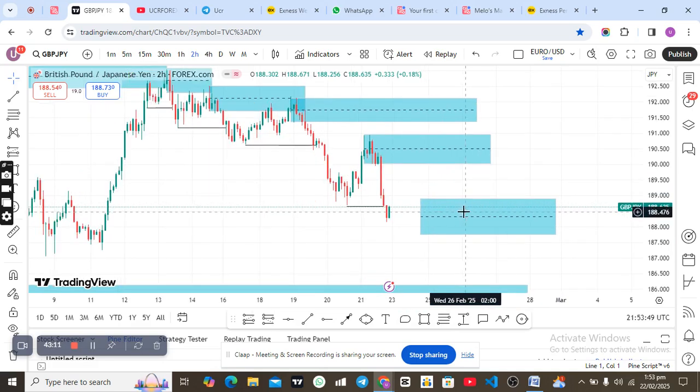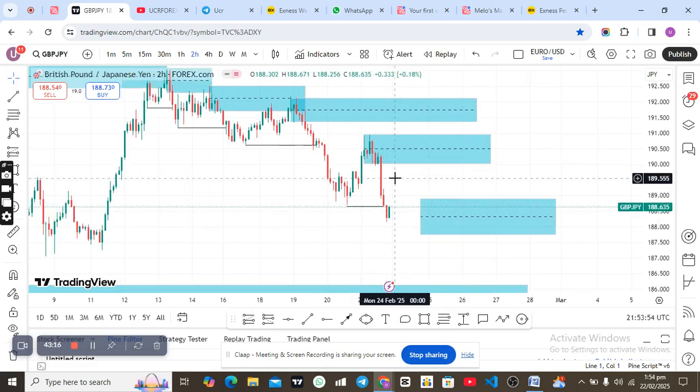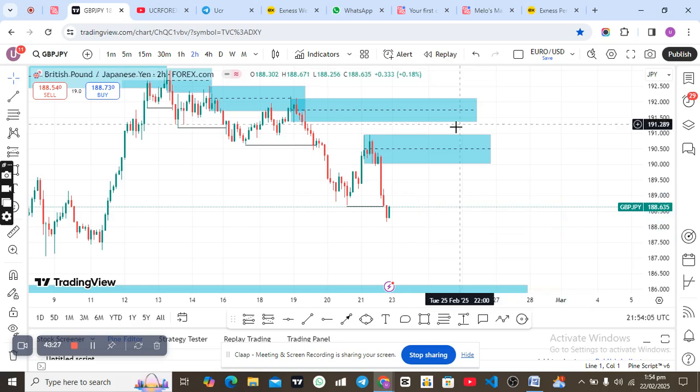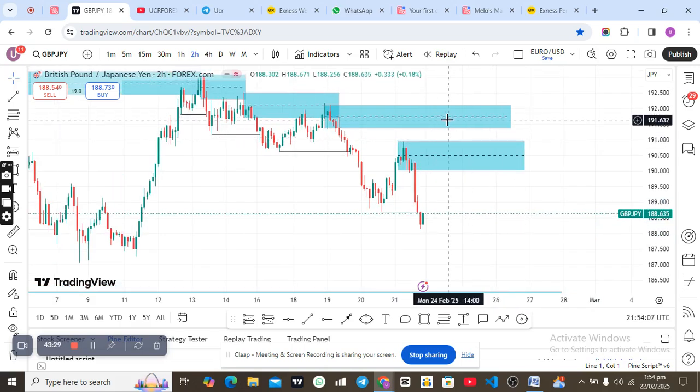Now, you need to understand that the half of the particular point of interest is already a refined zone. This is a 2-hour time frame, right? If you go down to 1-hour time frame, the half of the particular zone is a 1-hour time frame point of interest. When you mark it on 4-hour time frame, the half of that 4-hour time frame point of interest is already a 2-hour time frame point of interest.